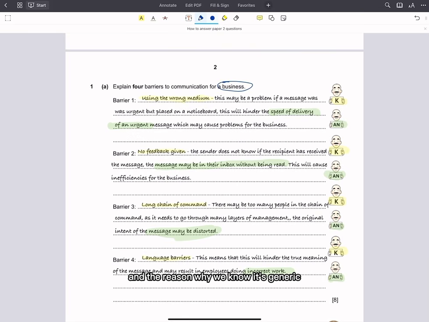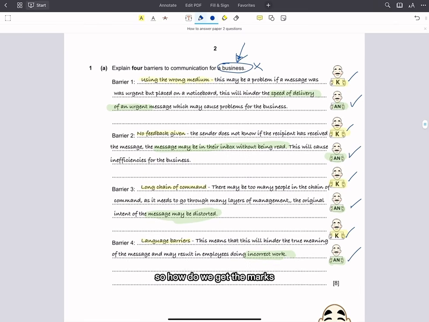And the reason why we know it's generic is because the question does not have any elements of the case study. So how we allocate marks here is 4 knowledge points and 4 analysis points. You do not need any application for these styles of questions. Remember, no case study material in the question.